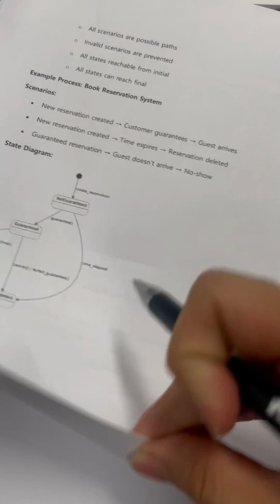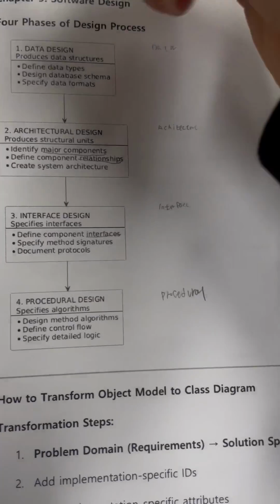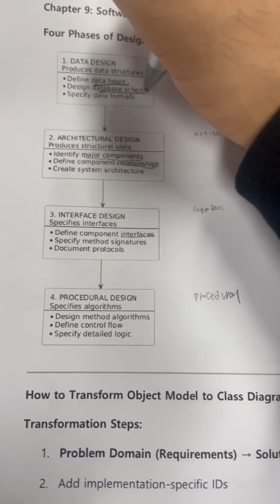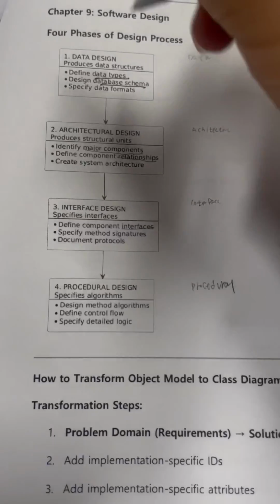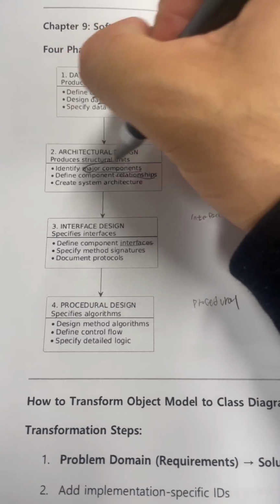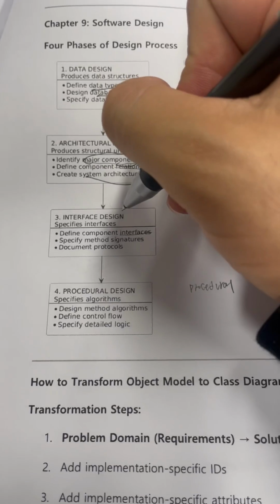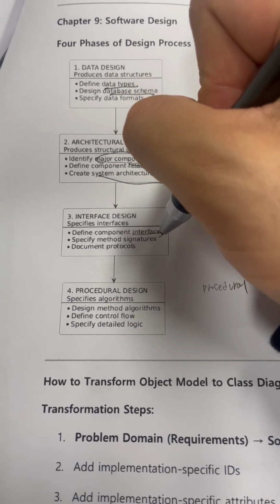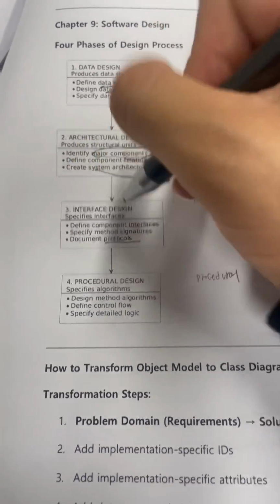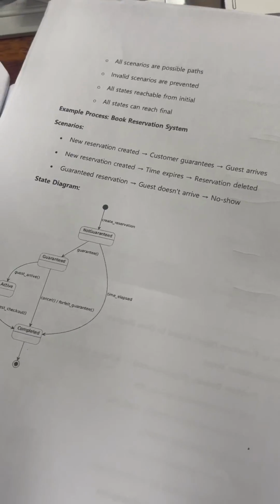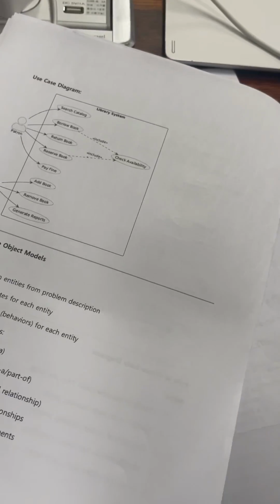And then after design, we first do data design, defining the database, and then architectural design, the major components and system architecture, and then we will specify interfaces, which documents the protocol, and then we will make the procedural design. Okay, and some diagrams come out.